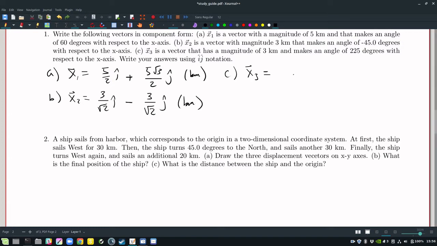So we'll have x3. x3 is a vector that has a magnitude of 3 kilometers. So we'll say 3 over the square root of 2. But keep in mind that's negative i minus 3 over square root of 2 j, and those units are in kilometers.